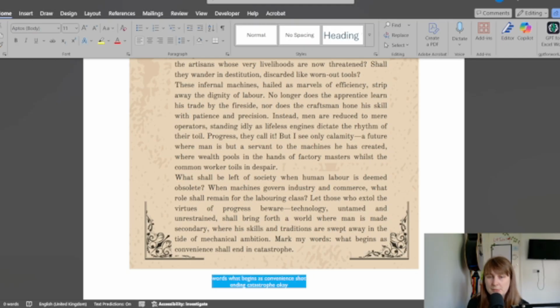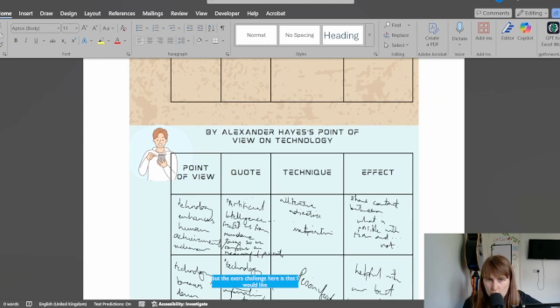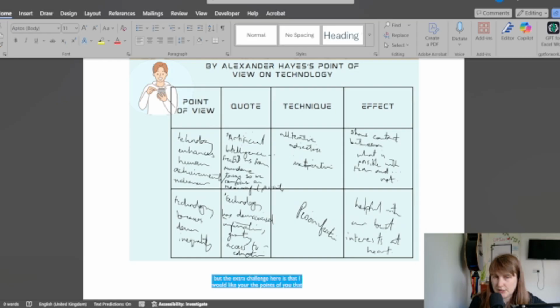Okay, right, so similarly, I'm going to give you a few minutes now just to have a go at writing a couple of notes of what you think this writer thinks. But the extra challenge here is that I would like the points of view that you find for this particular writer to be able to link to the points of view of the first writer that we have chosen. So you might have chosen slightly different ones. This is probably where it would be good advice actually to read them both first before you attempt this, so that you know overall what each writer says.